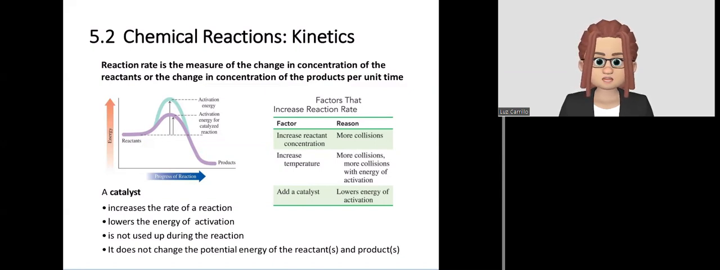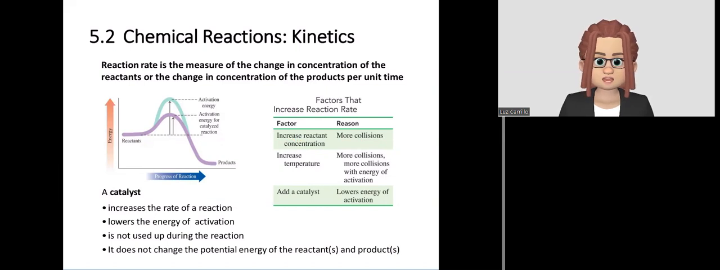Kinetics of our reactions can be affected by a number of factors. They include the concentration of reactants. So if you increase the reactant concentration, because the system will have more collisions, then that increases the rate of the reaction.